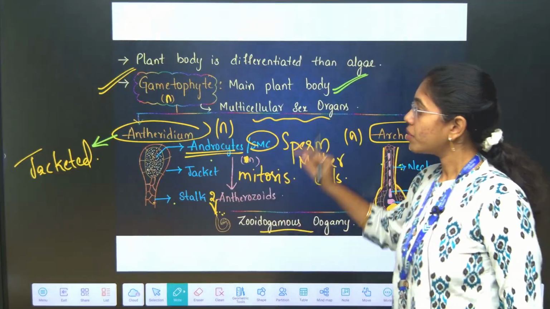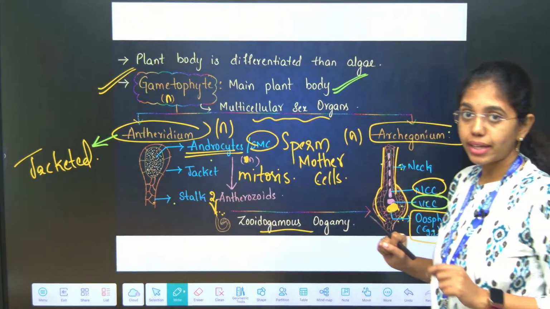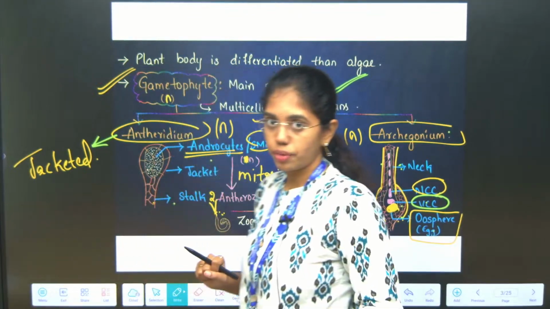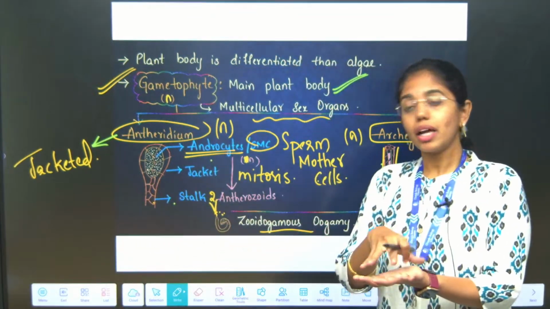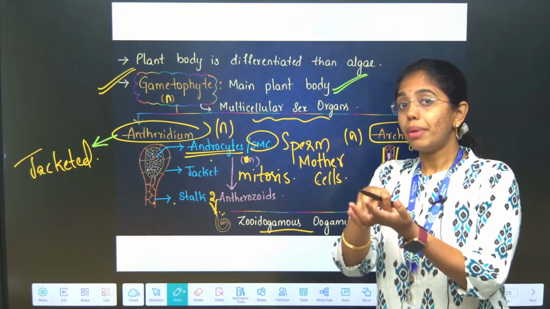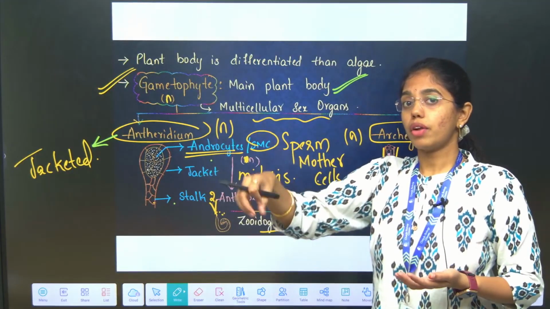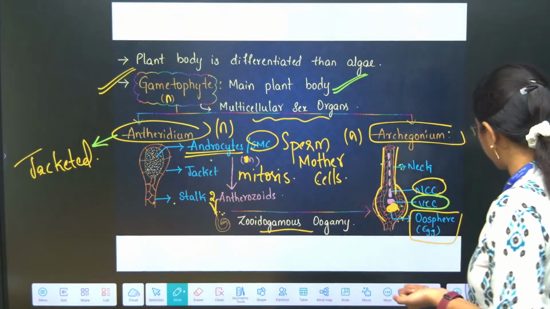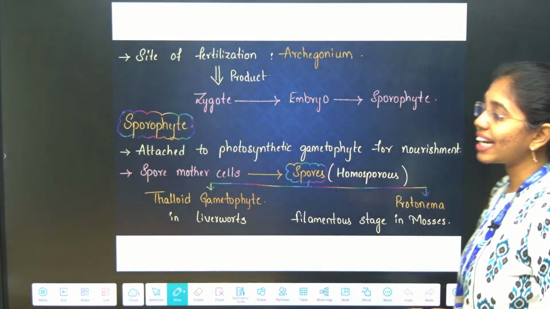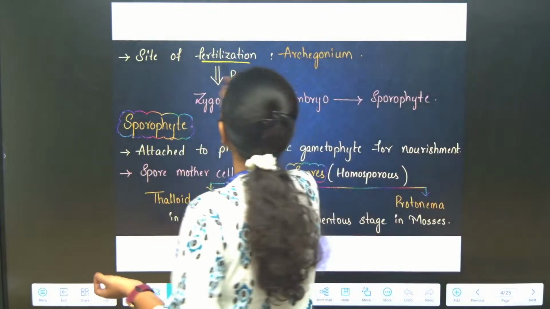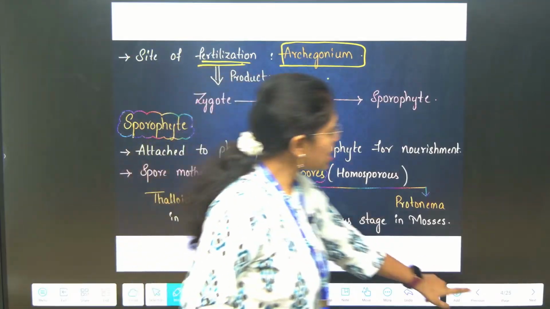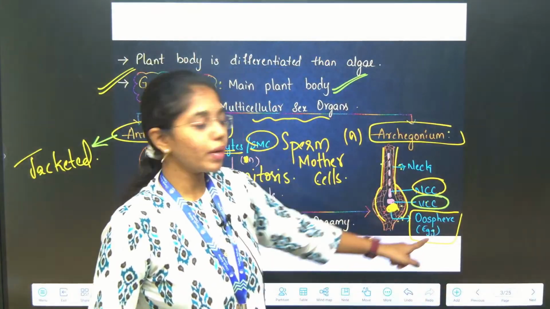Antherozoids exhibit what type of oogamy? Zooidogamous oogamy. These are called amphibians of plant kingdom because they are dependent on water for fertilization. Of course they are in the terrestrial habitat only, but they are dependent on water for fertilization. That is why they are called what? Amphibians of plant kingdom. Next, these are the site of fertilization. What is the site of fertilization? Archegonium, because inside archegonium only you have oosphere or egg cell.